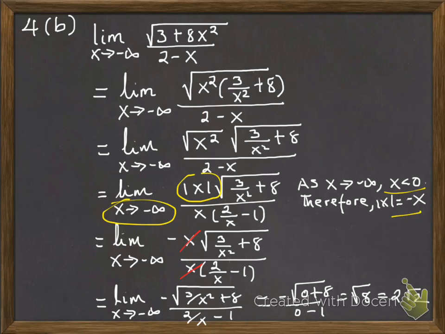Then as x goes to minus infinity, 3 over a large number goes to 0 again, and 2 over a large number goes to 0 with a negative sign. So therefore, as a result, we get 2 times the square root of 2. So this completes number 4.